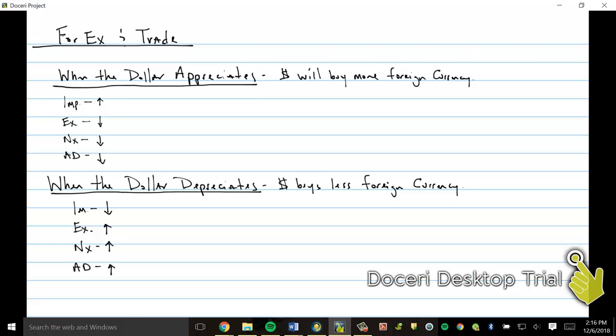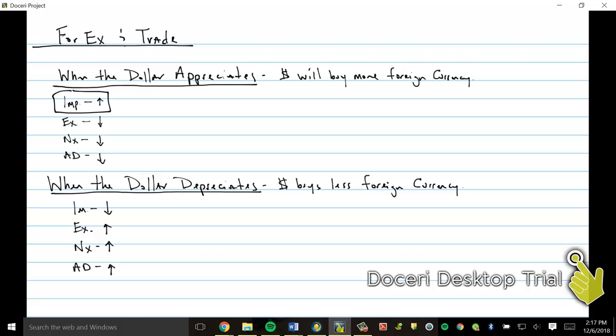So if we start with when the dollar appreciates, first it's important to know that what that means is that a dollar will buy more foreign currency. So if I can use my dollar and buy more foreign currency, then I'm also going to be able to buy more foreign goods. So the very first thing I can tell is when my currency appreciates, I am going to be more willing to buy more from other countries, which means my imports are going to increase. So the dollar appreciates, we start to import more because we can buy those foreign goods by using less of our dollars.